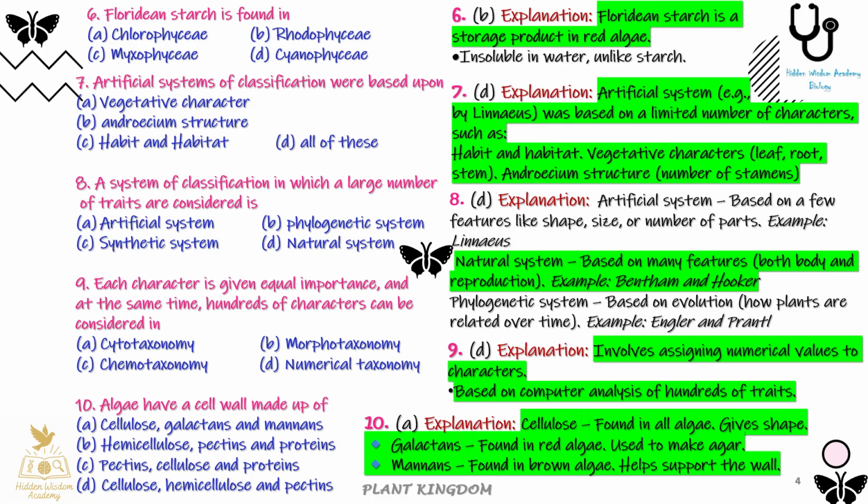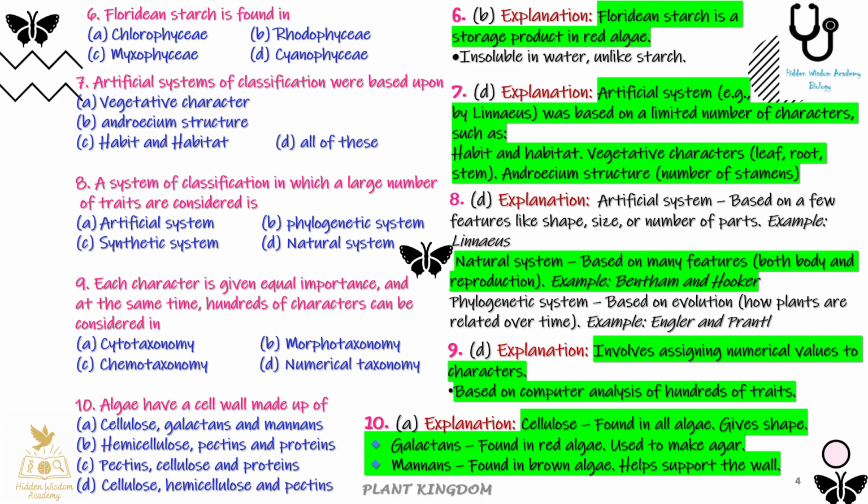Question 7. Artificial systems of classification were based upon Option A, vegetative character. Option B, androecium structure. Option C, habit and habitat. Option D, all of these.